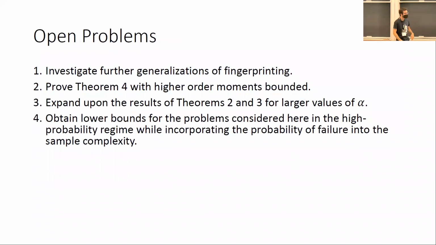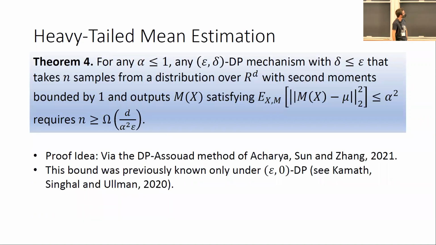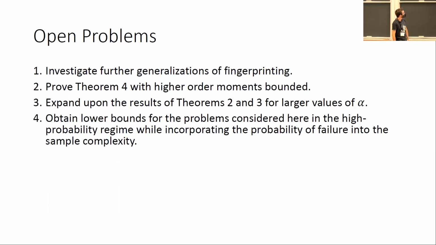So after stating our results, I'm going to mention some open problems. The first is to investigate further generalizations of fingerprinting. Maybe we can go beyond exponential families and get something even more general than that. The second is to prove the previous theorem, theorem 4, assuming that we have more than the first two moments bounded. The third is to expand upon the results of theorems 2 and 3 for larger values of alpha.